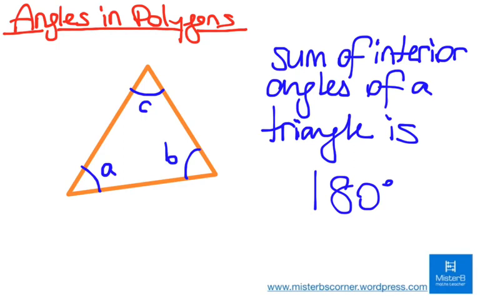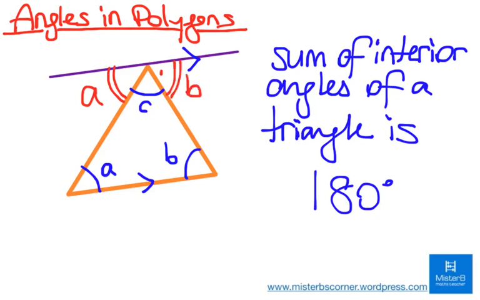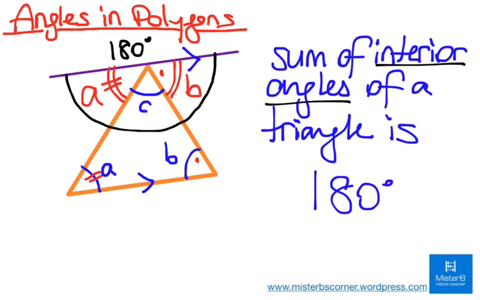Now, if you have a parallel line drawn at the top of the triangle, so this is parallel to the base, okay, then from the property of alternate angles, you will have this angle to be A, you'll have this angle to be B, right? So these will be the same, this will be the same as this one. So what happens is that these three angles, A plus B plus C, will give you 180 degrees. This is how you can prove that the sum of interior angles of a triangle is 180 degrees.